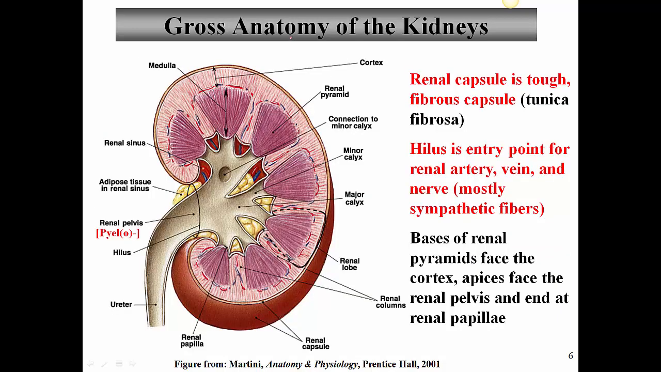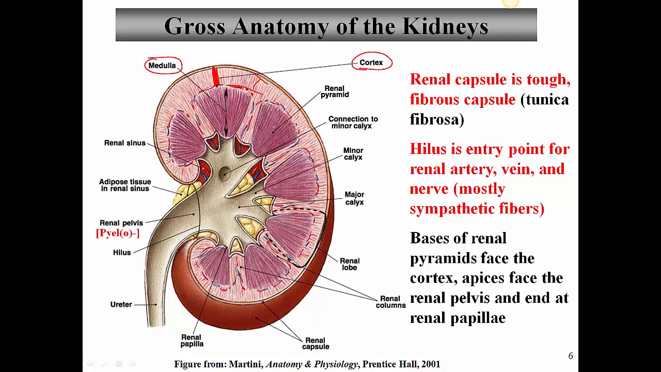Now let's take a look at the gross anatomy of the kidneys just to get an overview of these. You'll see a coronal section through the kidneys here. We can divide the kidneys up into two major areas. The outer portion is known as the cortex, and that's this area that you see shaded in this lighter color that's on the outside. So it goes from here to here. And then the inner area is known as the medulla.